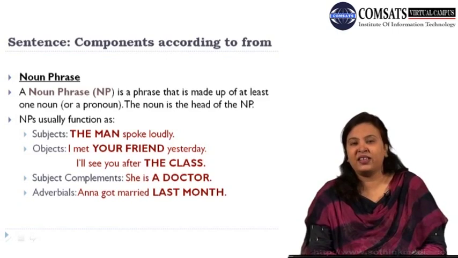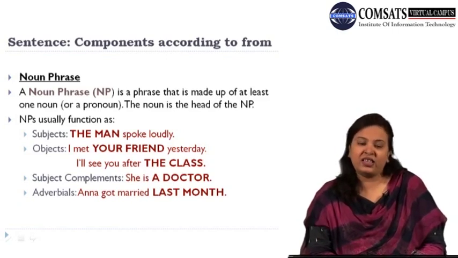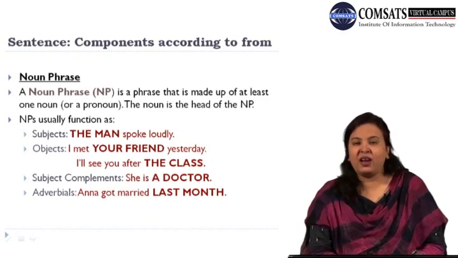Now, noun phrases can be the subject within a sentence. For example, the man spoke loudly. Now, the man is a noun phrase composed of the article the and the noun man. So together they make a noun phrase, the man, and the man is at the subject place, so it has a function of subject. A noun phrase can be an object.